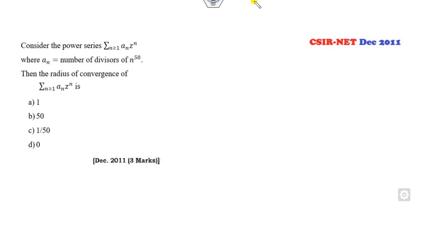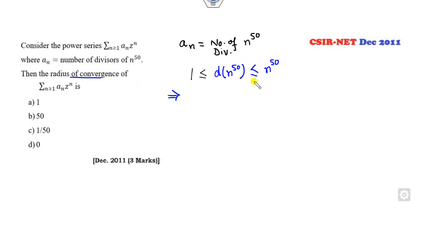Look at this another one. Consider the power series here where an is the number of the divisors of n raised to power 50. Then your target is to find the radius of convergence of this. Again, very simple. Because it's a divisor, I can call d the number of the divisors of n, which is always less than n. Then I can take 1 by n raised to power this, which is n of 50 by n.